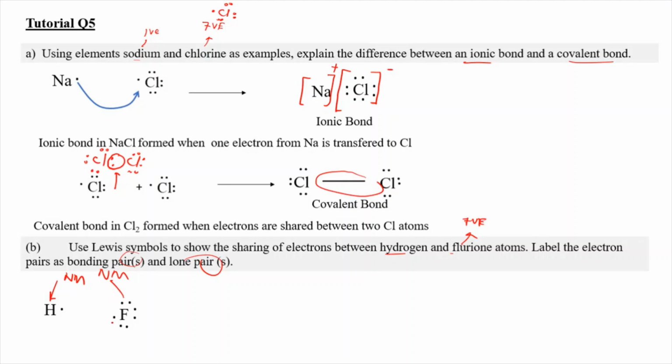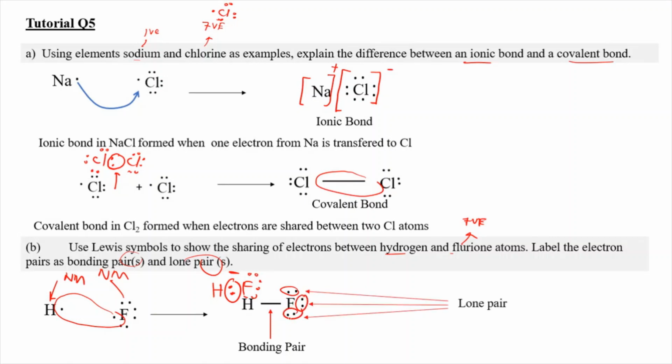So hydrogen here is a non-metal, fluorine here is a non-metal. So what they're going to do is share the electron together. So the sharing of electron from hydrogen with the fluorine is going to form a single covalent bond. And this single covalent bond here refers to a bonding pair because it refers to a single one. Meanwhile, the pairs of electrons here will refer to the lone pairs, in which we have 3 lone pairs altogether. And this is how you answer question tutorial 5.